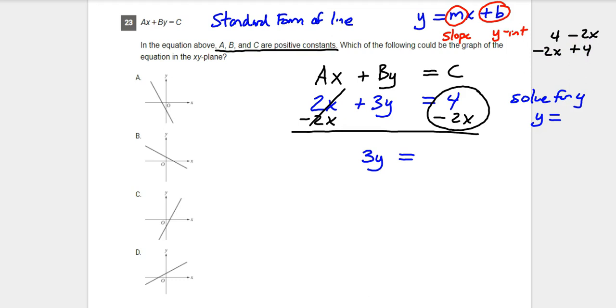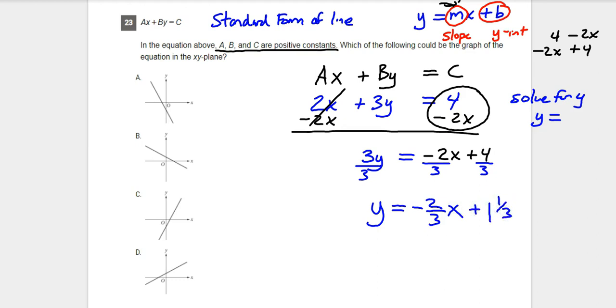I'm going to choose negative 2x plus 4 because it looks more like slope-intercept form, because slope-intercept form has the x part in front and the number in the back. And then my last move is going to be divide everybody by 3 to get y by itself. So my equation is y equals negative 2/3 x plus 1 1/3. Now, which one of the following graphs to the left could be this possible equation? Not the exact one, but possible.